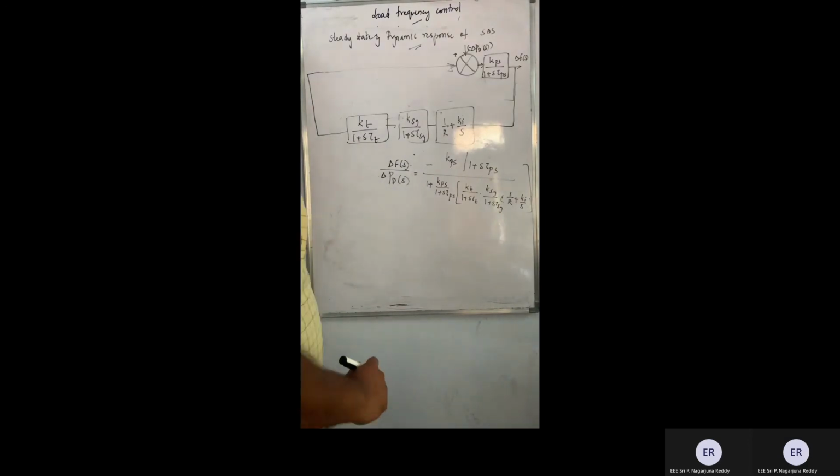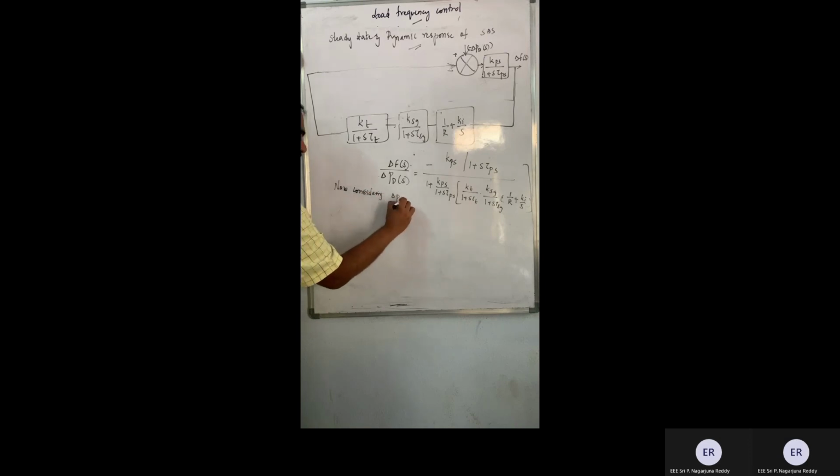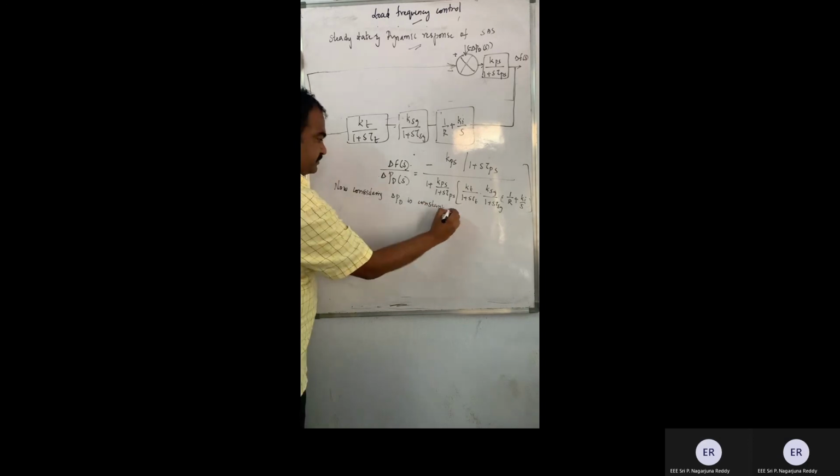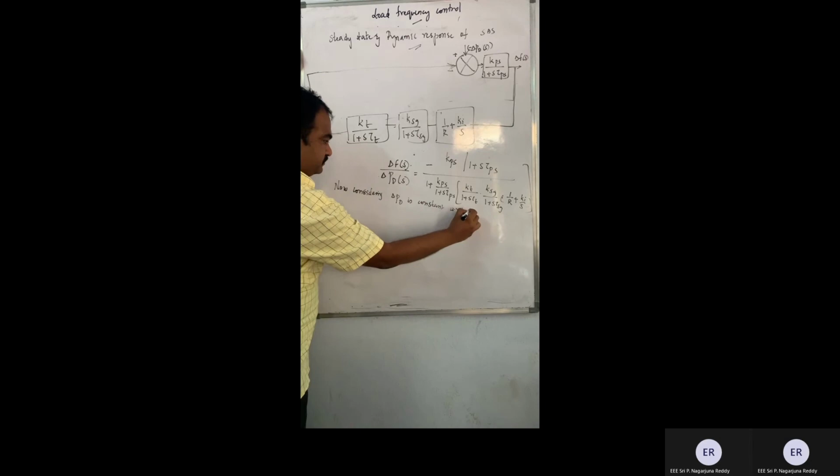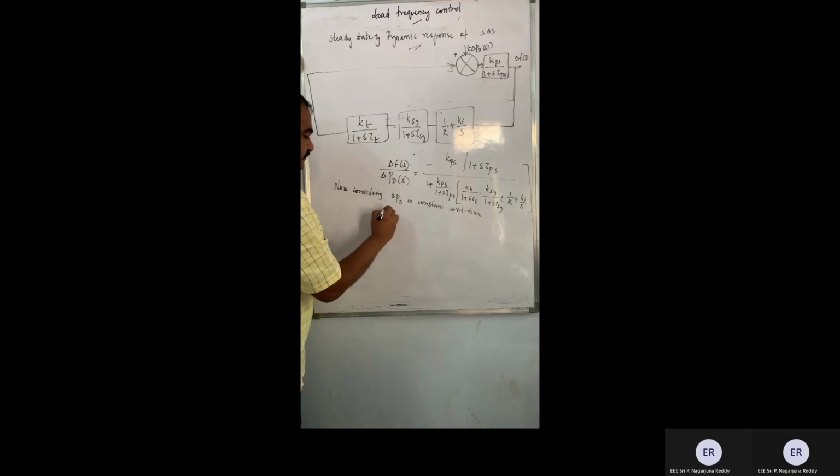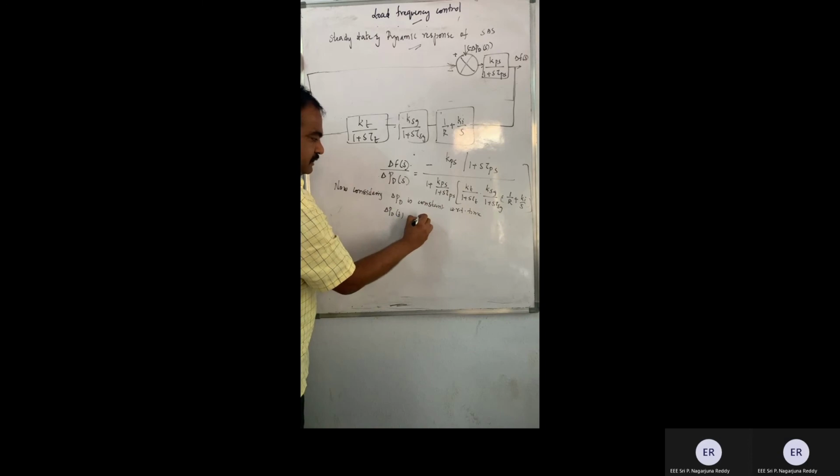Now, having said that, considering delta PD is constant with respect to time. So what is delta PD of T? It is some constant K. Instead, I'm taking it as delta PD only.